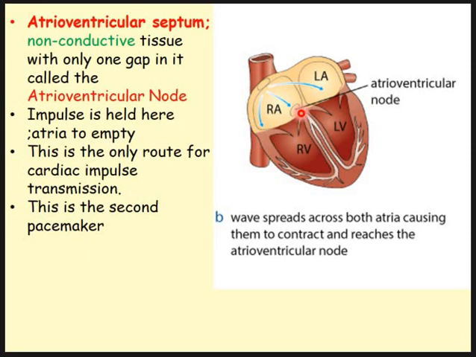So, once they leave the atrium, they are held there for a little while, and they leave the AV node, and they go down a tiny little space in that non-conductive tissue, and it really is the only route for them to go through. They can't go anywhere else. They'll go from the AV node down the bundle of His.